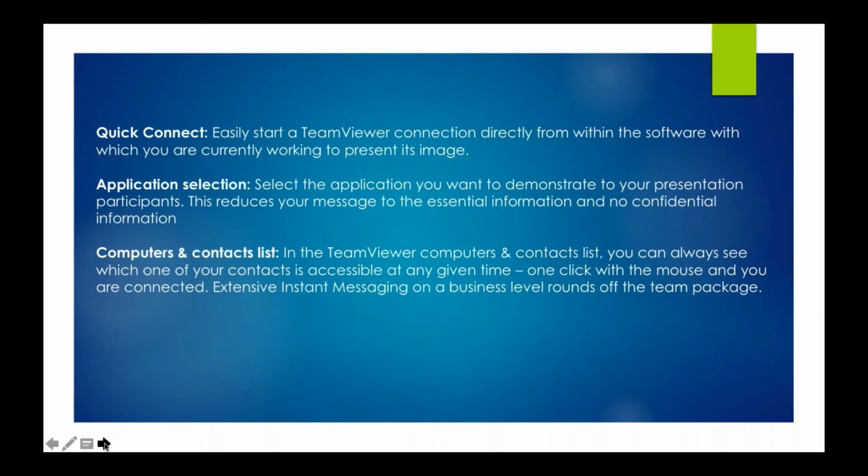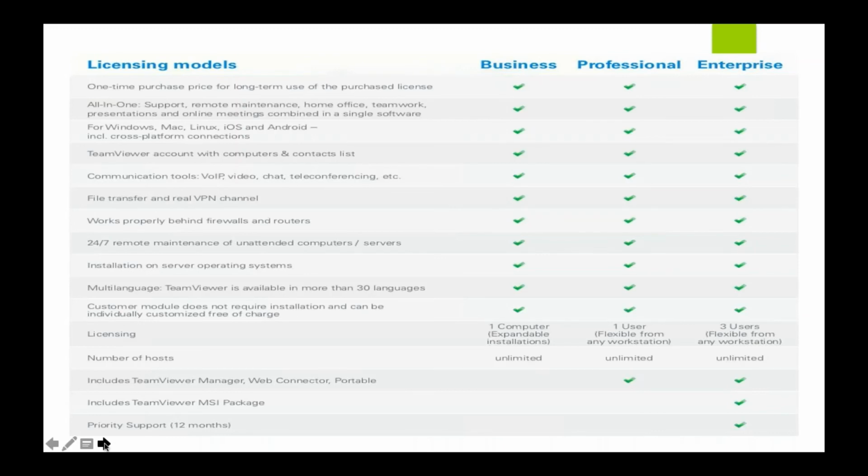Going to the next, I will explain how exactly the licensing models work. We have three versions, which basically come as the business model TeamViewer, the professional model TeamViewer, and the enterprise TeamViewer. So these are the three things which we would be checking. When you talk about the key factors which differ between the three versions, we have only the licensing part. Everything else remains the same.